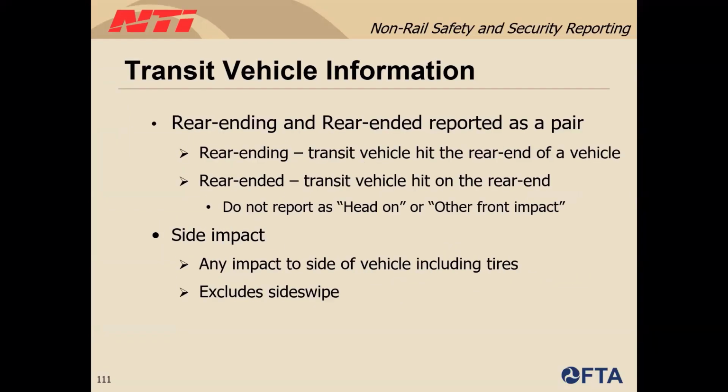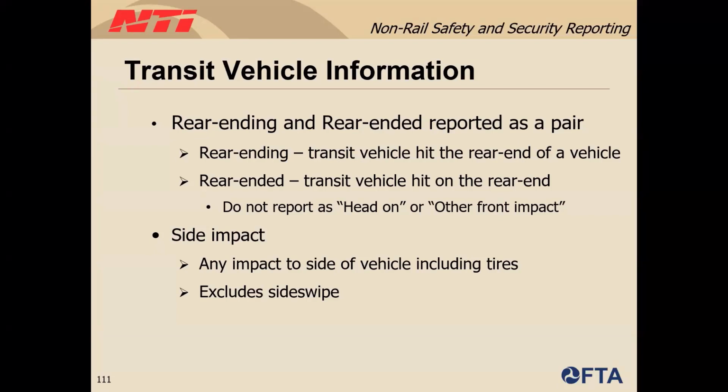Rear-ending and rear-ended must always be reported as a pair. If the transit vehicle hits the rear end of a vehicle, the transit vehicle collision type is reported as rear-ending, and the collision type for the vehicle that was struck in the rear is reported as rear-ended. Don't use either of these terms if using along with other front or other rear impact, unless there are more than 2 vehicles involved.